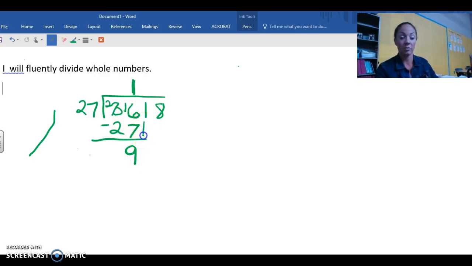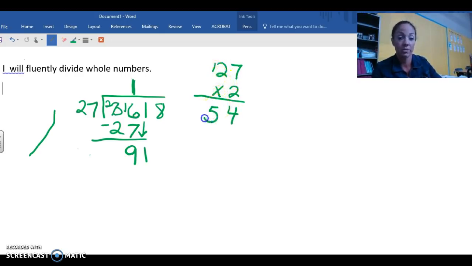All right, go on ahead and bring down that 1. So now you want to figure out how many times 27 can go into 91. So I'm going to do a little bit of estimating, guessing, checking, whatever you want to call it. 27 times 2. 2 times 7 is 14. Carry that 1. 2 times 2 is 4, plus 1 is 54. So I know that's not going to work. It's too small.